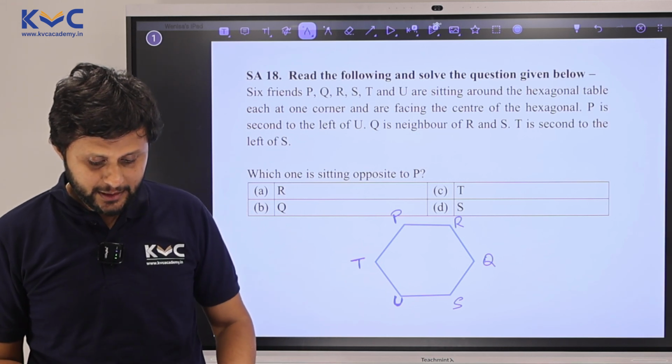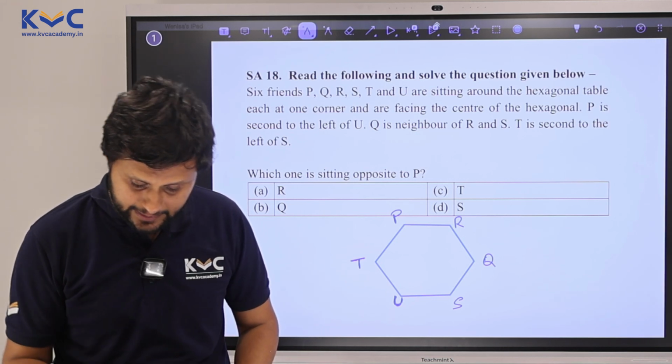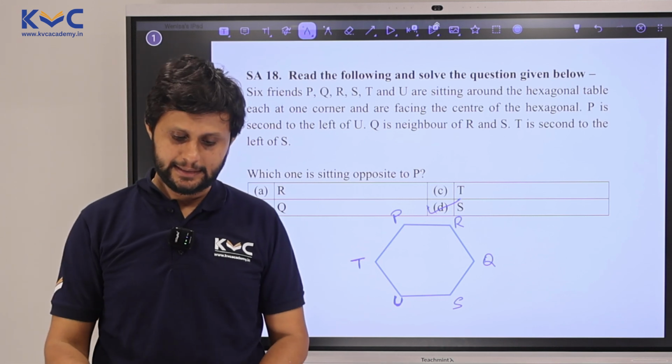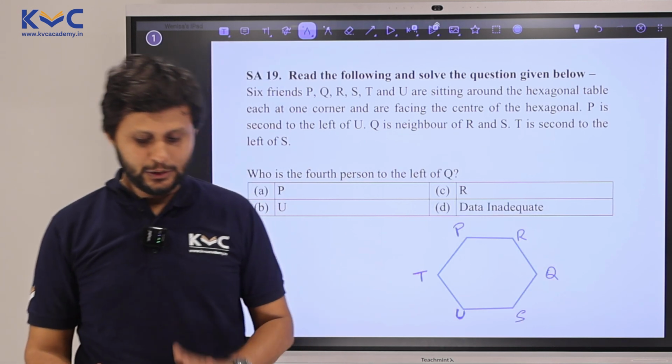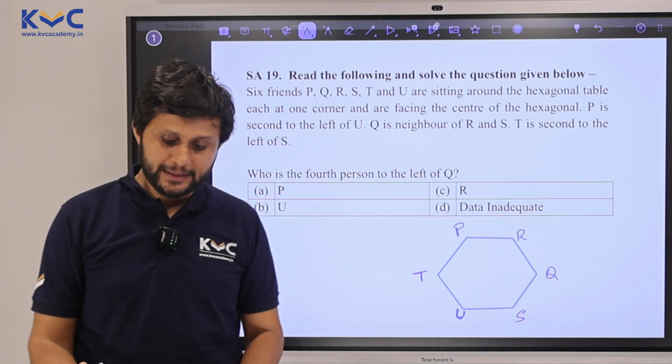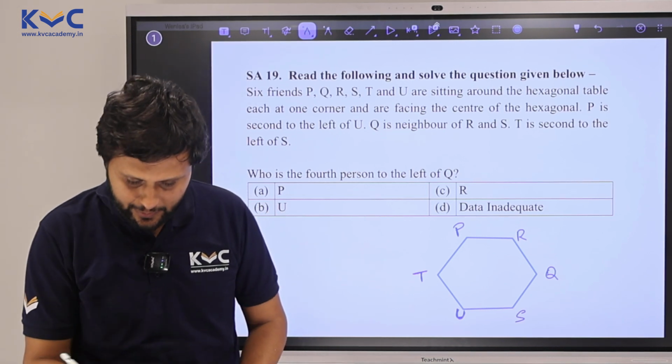Which one is sitting opposite to P? This I've already covered, I guess. Yes, that answer is S. Going to the next question, 19th question. Who is the fourth person to the left of Q? We'll mark Q first.